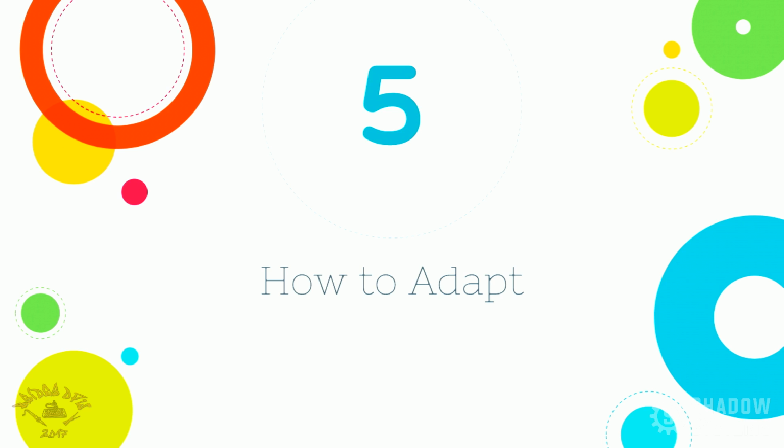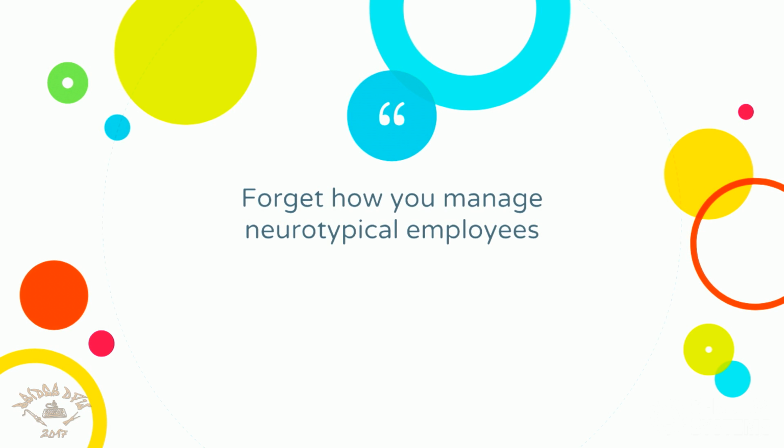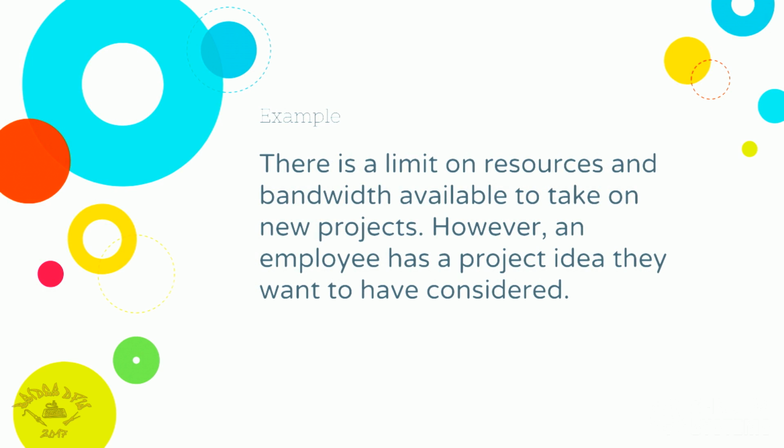I want to get into the details of what I mean by adapting for the employee. Simply forget how you manage your neurotypical employees. It's not going to work. That may sound difficult or challenging or just annoying that you would have to change, but as I said, you're going to get the benefits. I want to start with an example of these little things that are differences.